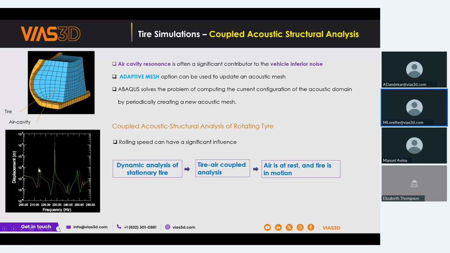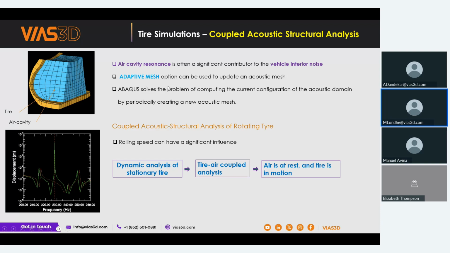But when you solve the tire with the air, in such a coupled analysis, there is an additional peak. This is called air cavity resonance. If you do the simulation with the tire only, you will not see this peak, but when you solve the coupled problem, there are additional peaks. Such peaks are very important in vehicle interior noise.